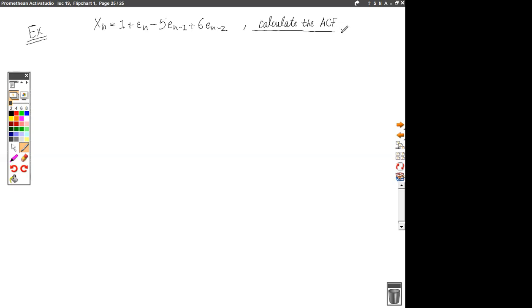So till what lag can you calculate the ACF? Anyone? 2. Why? Because Xn minus 2 and Xn, so the difference is 2. That is actually a good answer, but I asked a tricky question, so I can save you from that. What I asked was, till what lag value can you calculate the value for ACF? You can figure out ACF for any number of lag. It is just that it's going to be 0 after 2, right? Because what you're looking at is a MA2 process.